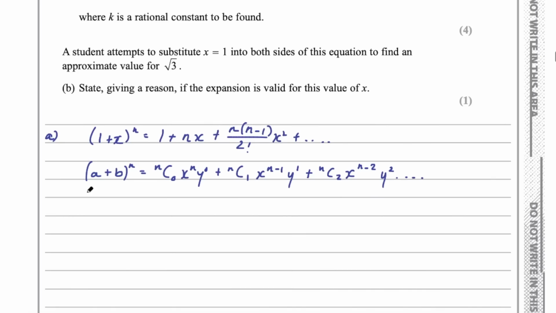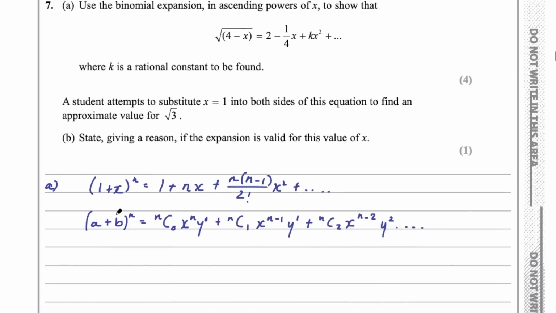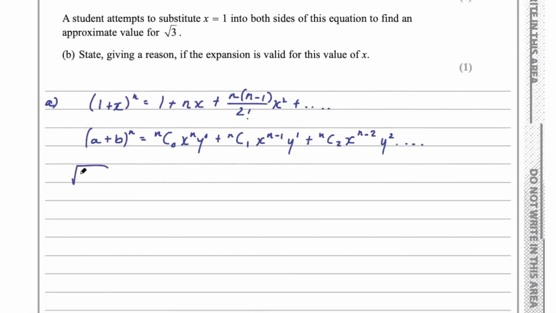So let's firstly work with this expression a little bit. So we've got the square root of 4 minus x. So this can be written as the square root of 4 times 1 minus a quarter x. So I've just factorized a 4 out of both terms, which could be written as the square root of 4 times the square root of 1 minus a quarter x.